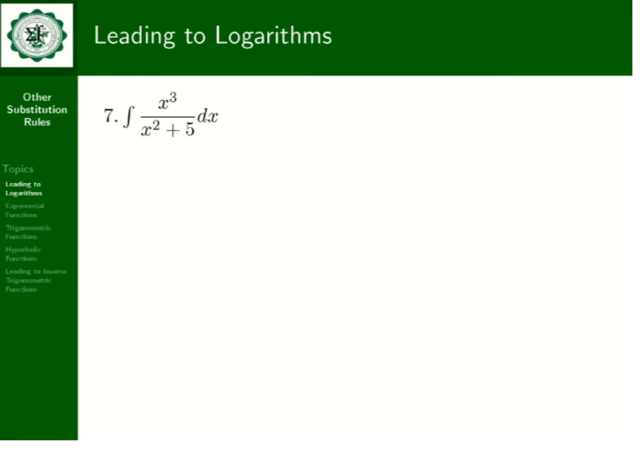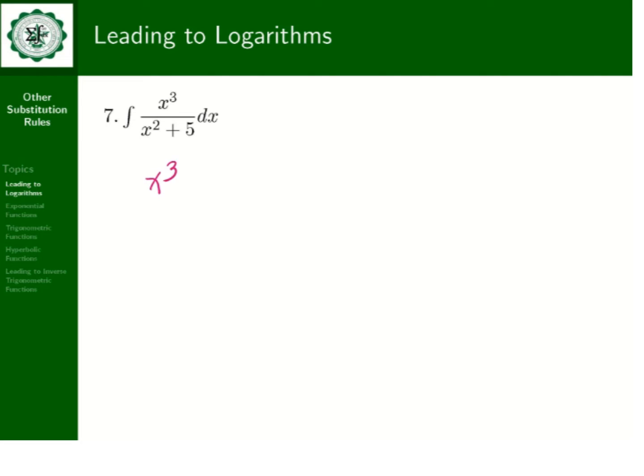For problem number 7, we will be finding the indefinite integral of x cubed over x squared plus 5 dx. Notice that the given is an improper fraction because the degree of the numerator is greater than the degree of the denominator. Whenever we're given improper fractions for the integrand, we need to divide the numerator by the denominator first. So let us show that solution.